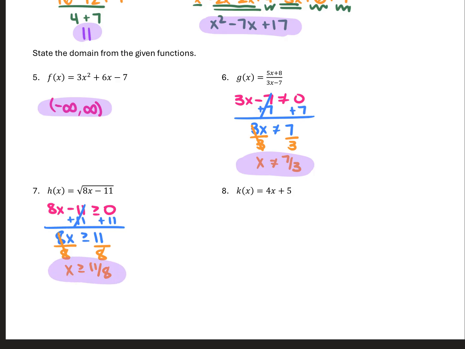For number 8, you're given k of x is equal to 4x plus 5. Once again, just like number 5, you have no fraction, you have no square root. So you're going to give from negative infinity to positive infinity, or all real numbers, for your answer.